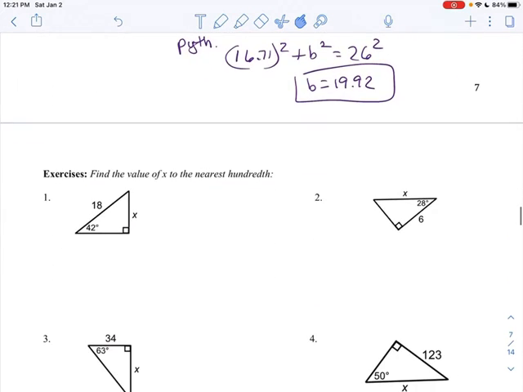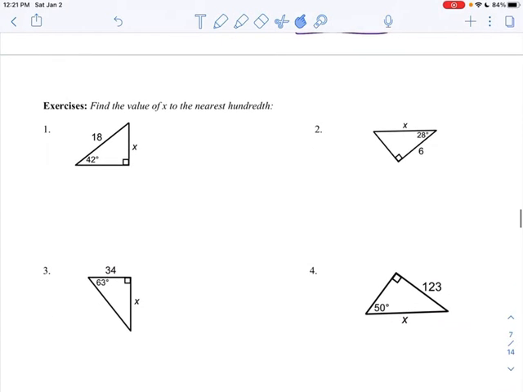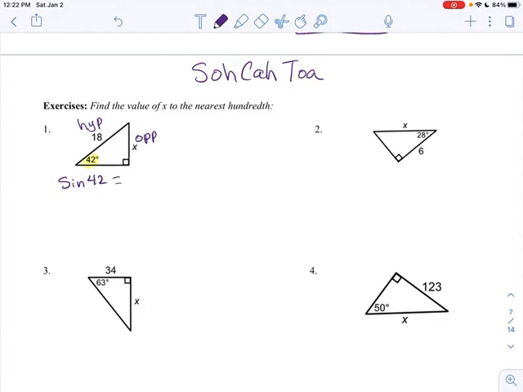Okay, let's look at the next page. So we just have some triangles. The biggest thing you're going to have to do is figure out which trig ratio you are going to use, and that's based on what sides I have. So as soon as I have this angle right here, I can label the sides. So this is my hypotenuse, and this is opposite. So since I have opposite and hypotenuse, I'm going to use sine. Sine, the angle is the very next thing to come, sine of 42 equals x, opposite over hypotenuse.